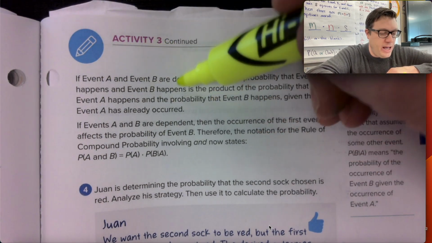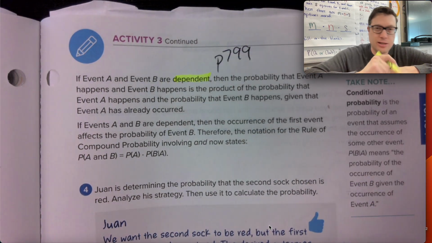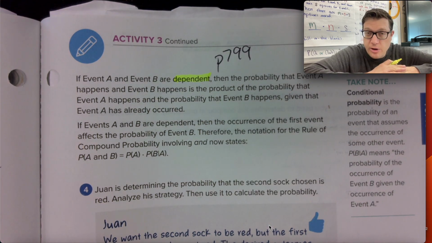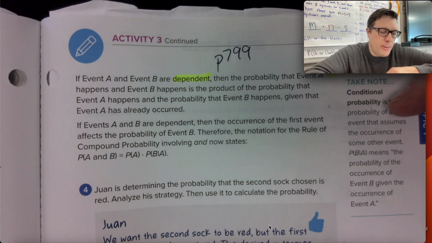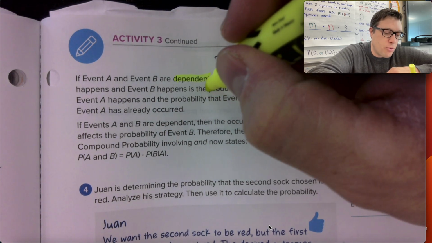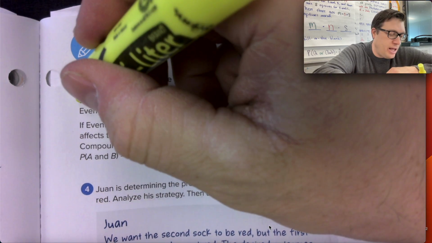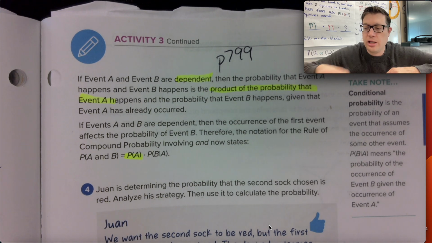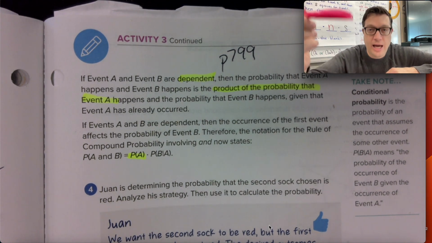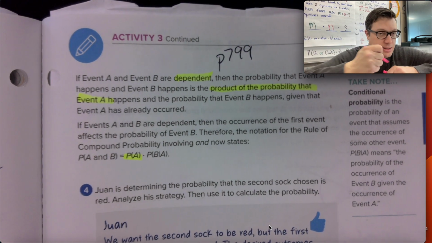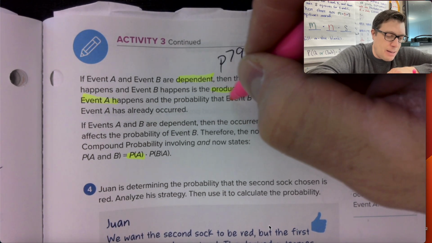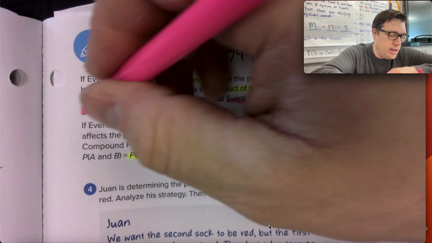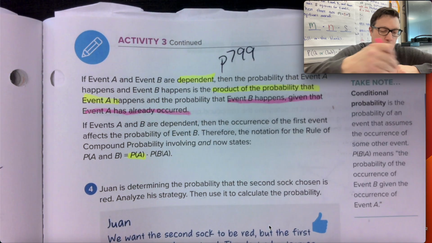If event A and event B are dependent, there is a basic formula: and means multiply, but there's a certain care to take. The probability that event A happens and event B happens is the product of the probability that event A happens, so that's that part of the formula. You're going to have to calculate the probability of event A. The second part is not so nice: the probability that event B happens given that event A already occurred.